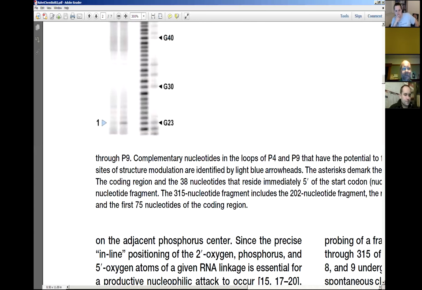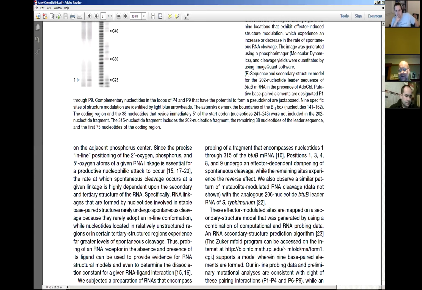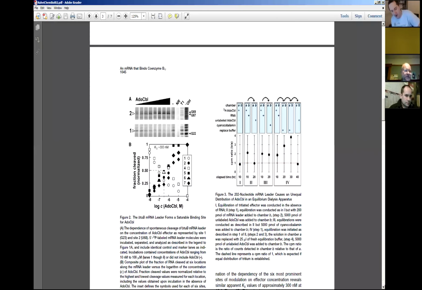So, all right, so they've shown that you do get a structural change. Then the next step is to show that you actually have binding, right?